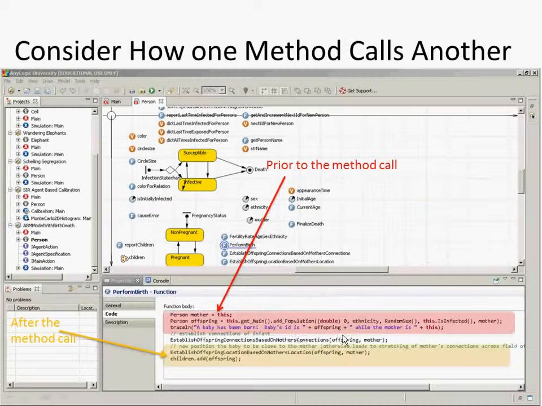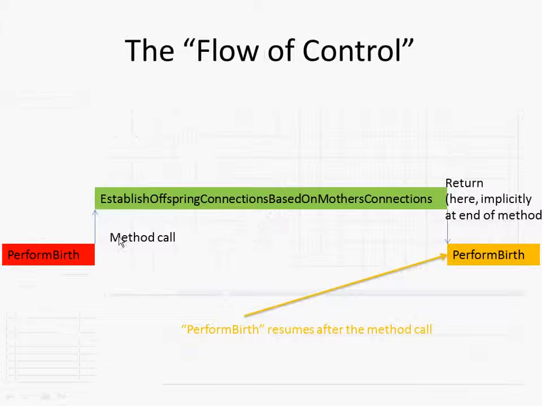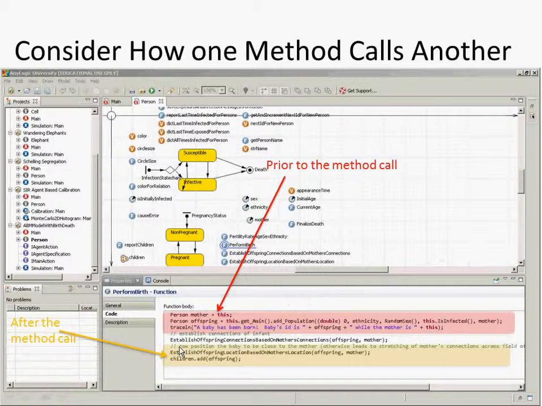So while we're making that method call, it's running code that's in this. It's running Java statements that are in establish offspring connections based on mother's connections. After those statements are done, maybe it's 1 line, maybe it's 10 lines, maybe it's 100 lines, maybe it's 10,000 lines spread through different methods. After that's done, we're going to return back at this point here. Okay? In other words, we're coming down here, we make this call, and then we're going to return and go here. Okay? That's the standard flow of execution.